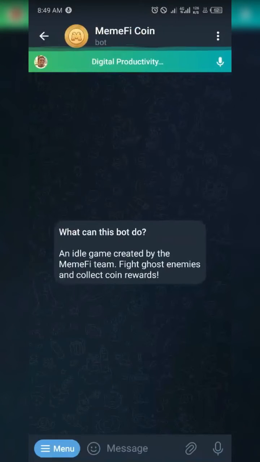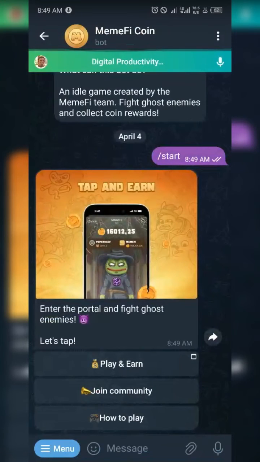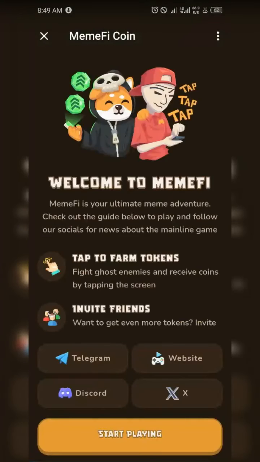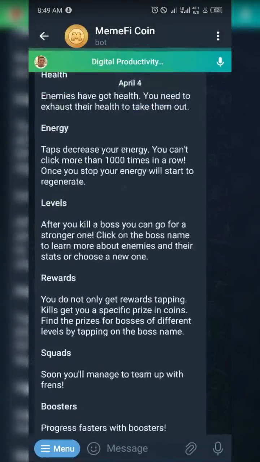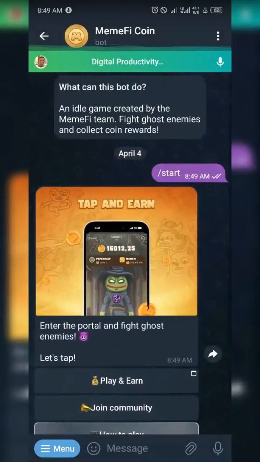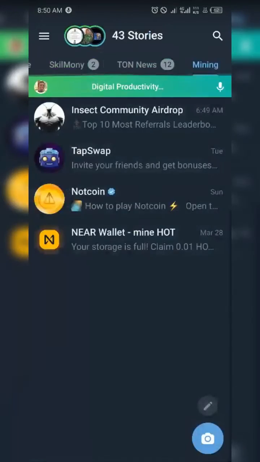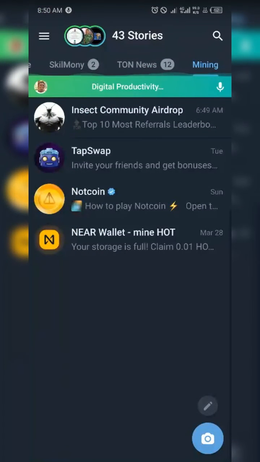If you click on start now, you discover enter the portal and fight ghost enemies. Can you see? If you click play, you are going to launch into their web browser and you start whatever it is, right? You can start playing, but let me come back. I'll click on how to play. Can you see? So you just follow whatever guidelines they give, and you start accumulating until it gets to that point where you have what it takes.